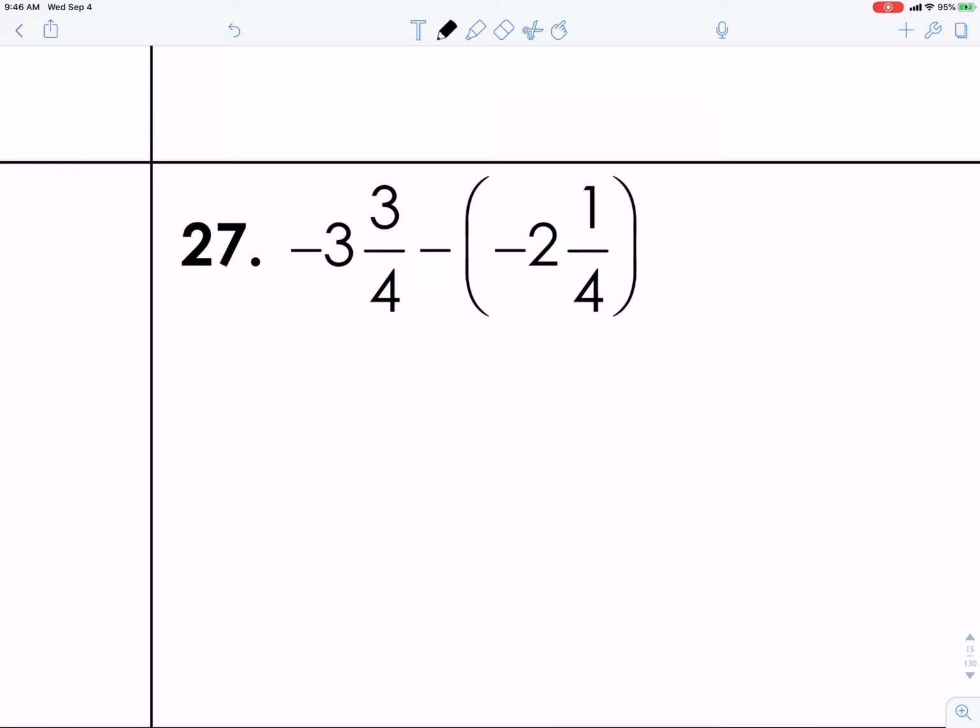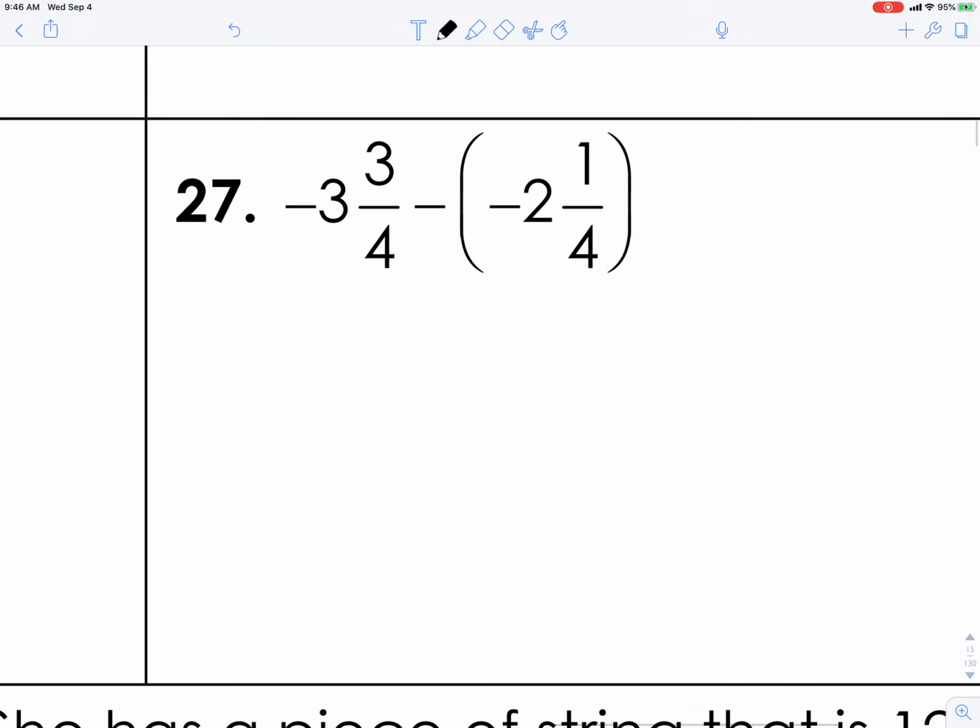This one's a little more difficult, but I want you to try it on your own. Okay, go ahead and pause the video, try it on your own. Remember, you got to convert the mixed number into an improper fraction, and remember what happens when you have two negatives. Think about that. Go ahead and pause the video and try that problem on your own.